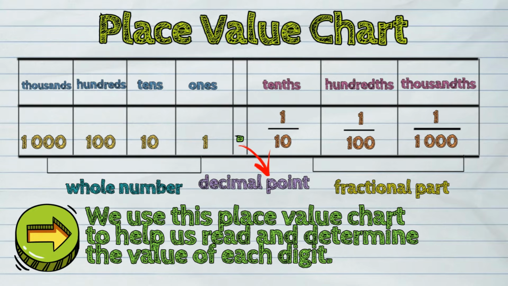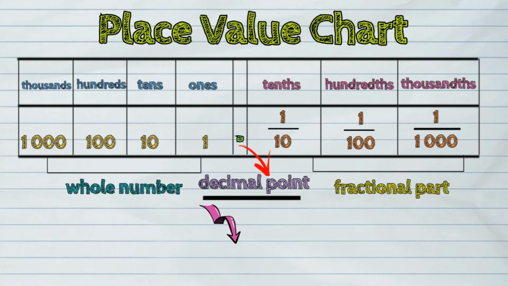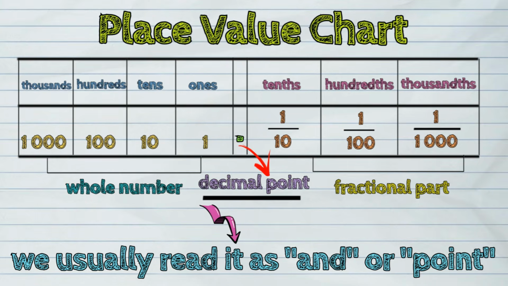We use this place value chart to help us read and determine the value of each digit. For the decimal point, we usually read it as "and" or "point."